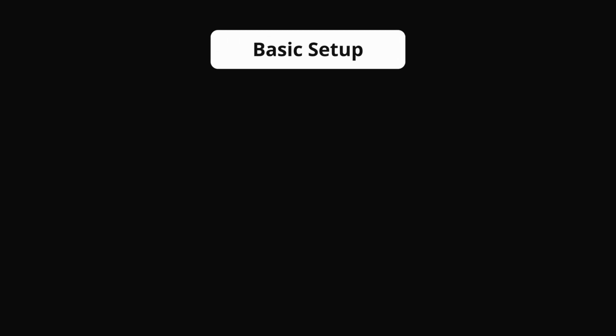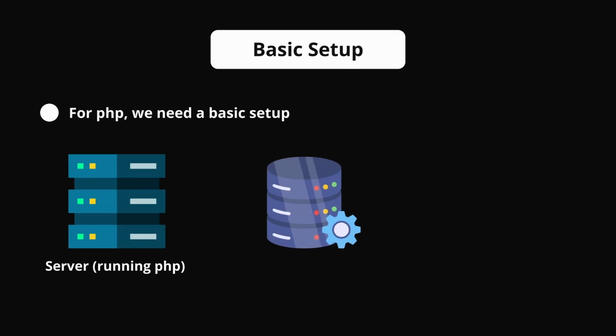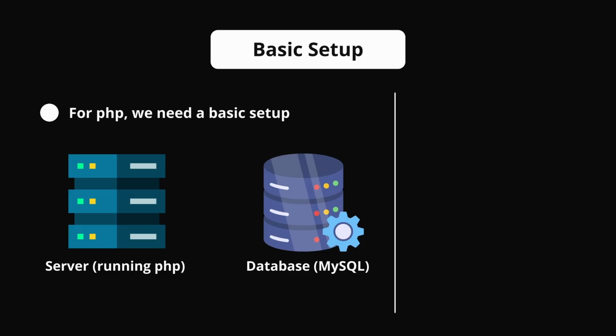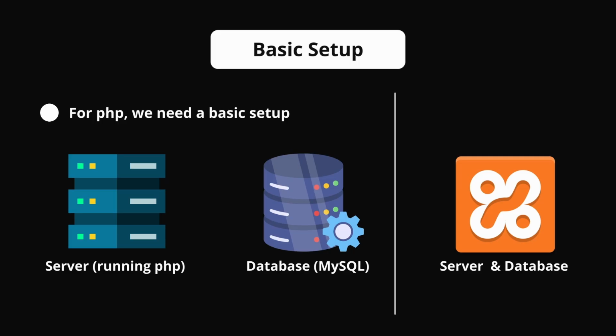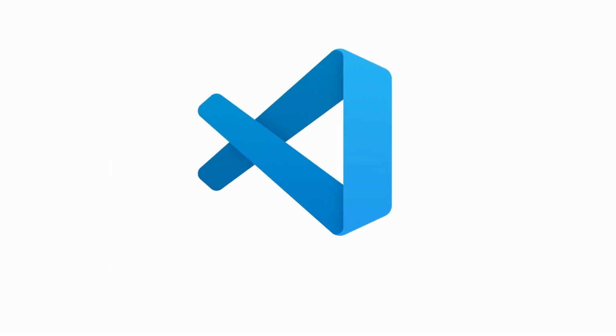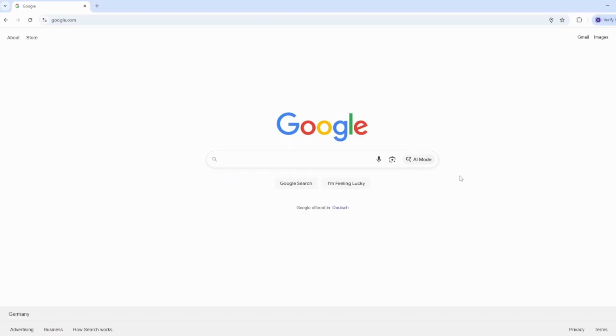To write PHP code and store data in the database, we need two things: a server that can run PHP and a MySQL database. To get both at once and set up a fully working local environment, we're going to install XAMPP. It includes the Apache web server, which will execute our PHP code, and MySQL right out of the box. We are also going to install a code editor to write our code. I'm going to use VS Code in this course, but feel free to use any editor you like. Let's start by installing XAMPP.